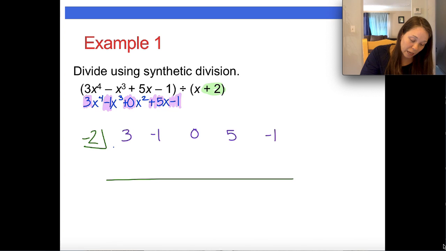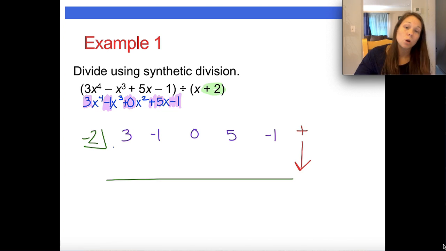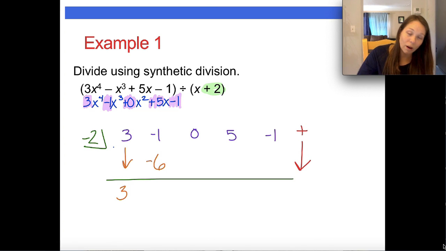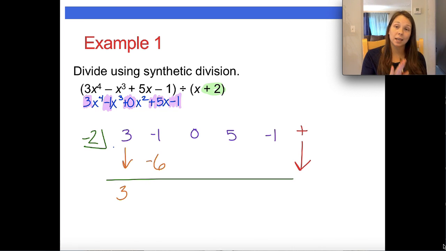Now I'm going to start this multiplication and addition process. Remember, you're always adding these numbers straight down once we get into having that second row written in. We're going to carry the first number down. So carry down the 3. Now we're going to take the number underneath the line, multiply it by the number in the box, and write it above the line. So 3 times negative 2 is negative 6. I'm going to take negative 1 plus negative 6 to get negative 7. I've gone through the process or the cycle once. Now let's put that on repeat.